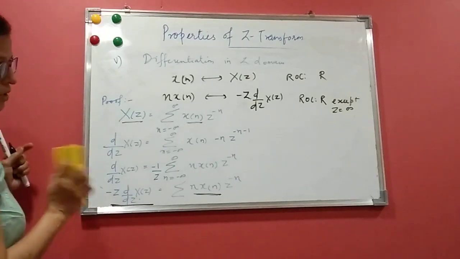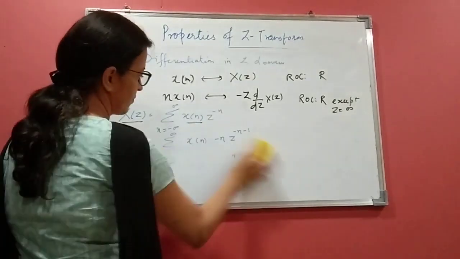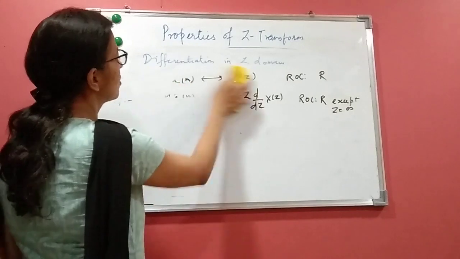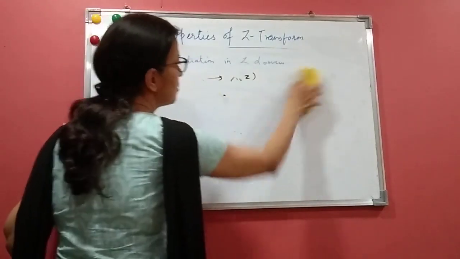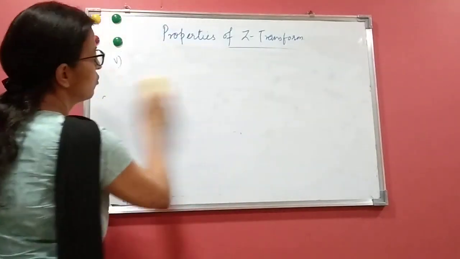Now, can I rub this? We will do some problems and then that will be more clear to you. The next property is the convolution property.